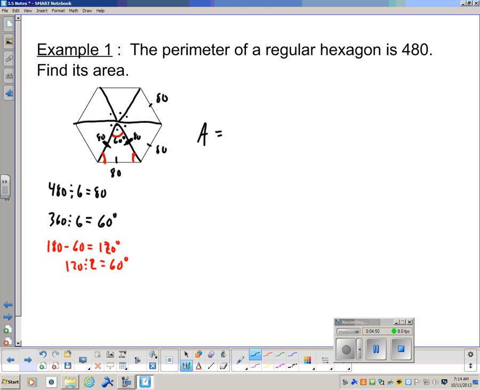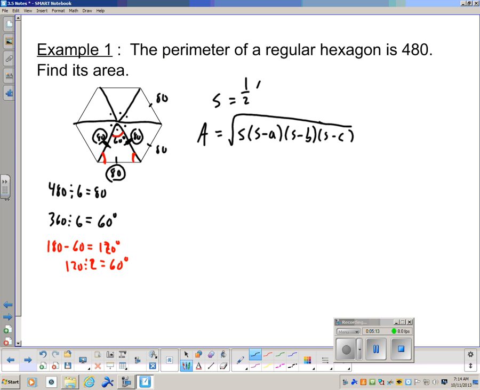So let's go ahead and find the area of that triangle there. I'm going to use my semi-perimeter formula, my Heron's formula, square root, because we're given all 3 sides. So it's the square root of the semi-perimeter times the semi-perimeter minus the first side, times the semi-perimeter minus the second side, times the semi-perimeter minus the third side. Let's go ahead and find the semi-perimeter first.